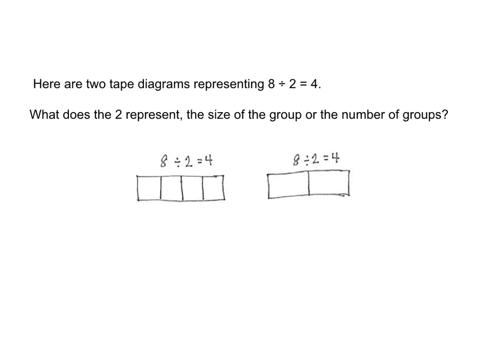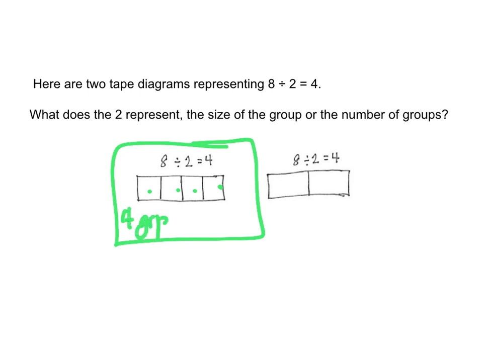Underneath here, we have two tape diagrams, and both of those represent 8 divided by 2 equals 4. So what does the 2 represent in this one? Does it represent the size of the group or the number of groups? In this particular case, we know it's not the number of groups because if we look there, 1, 2, 3, 4 groups. So it represents the size of the group, 4 groups of 2.